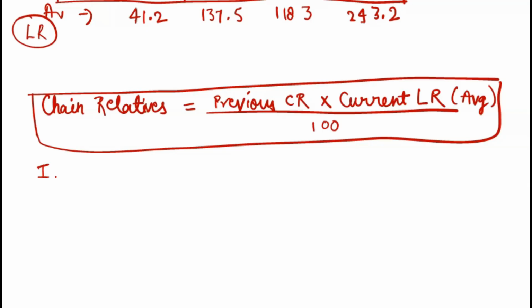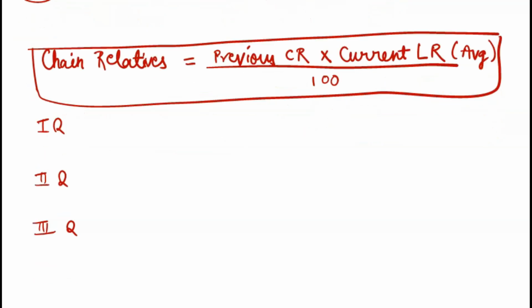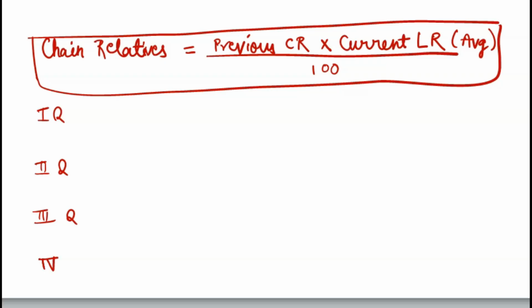Okay, so first I will write the quarters here. First, second, then third and then fourth. So these all values we have to find out. Formula is previous chain relatives, it is starting from previous chain relatives. But for the first quarter we don't have any chain relatives yet because we have not calculated. So the first one we will always take as 100. Then for the second quarter, the previous one we have just taken as 100, multiply by the current link relatives, the average which we have calculated just now.